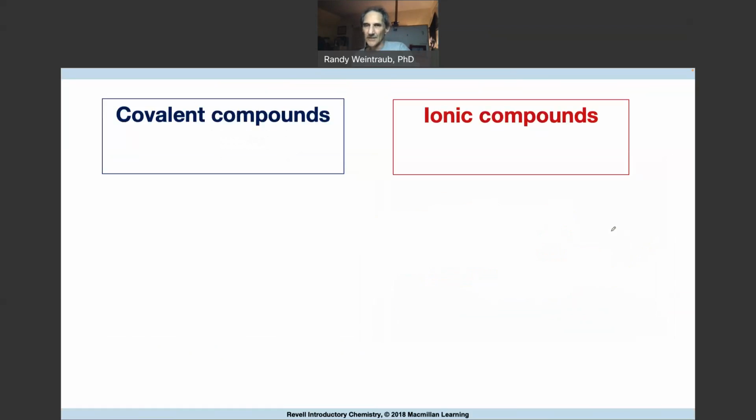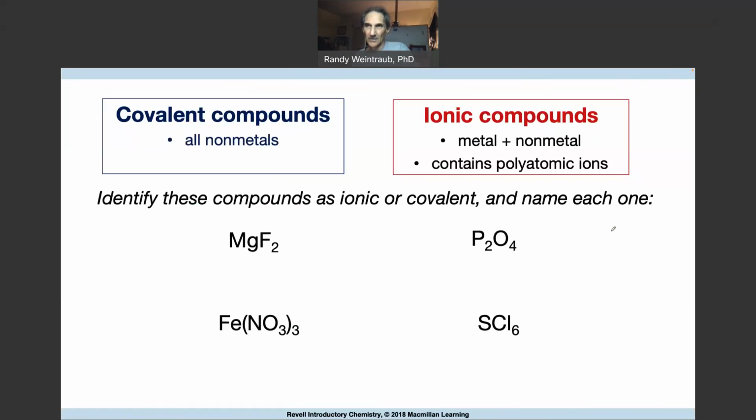Because of this, it's important to be able to distinguish between ionic and covalent compounds clearly. Covalent compounds are all nonmetals; ionic compounds contain a metal and a nonmetal. They can also contain polyatomic ions. Distinguishing among those shown here: magnesium fluoride, ionic. And we can name them like so.